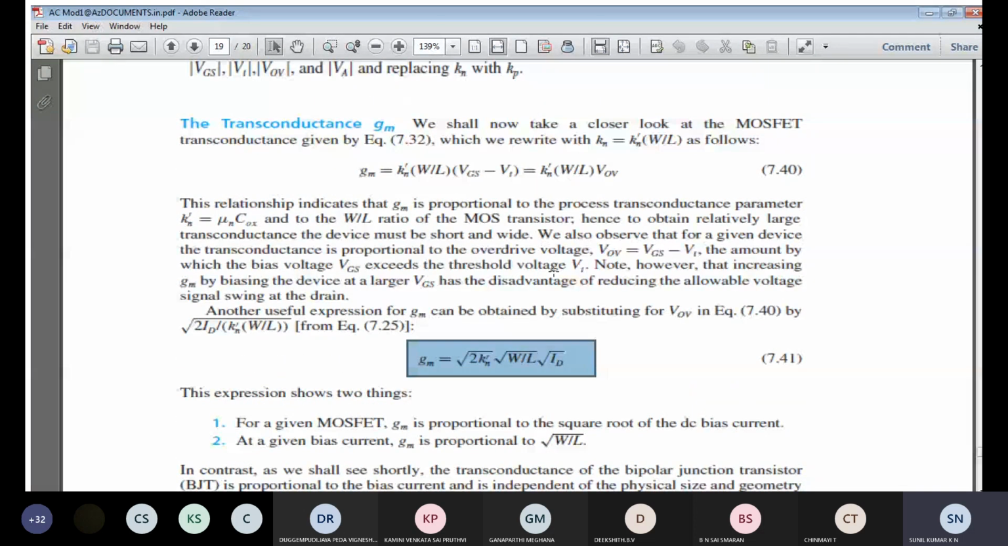So these are all important things. In the exam they have asked what are the different alternative ways of writing the transconductance expression. So you have to start with the normal general expression and you have to represent it with respect to overdrive voltage.